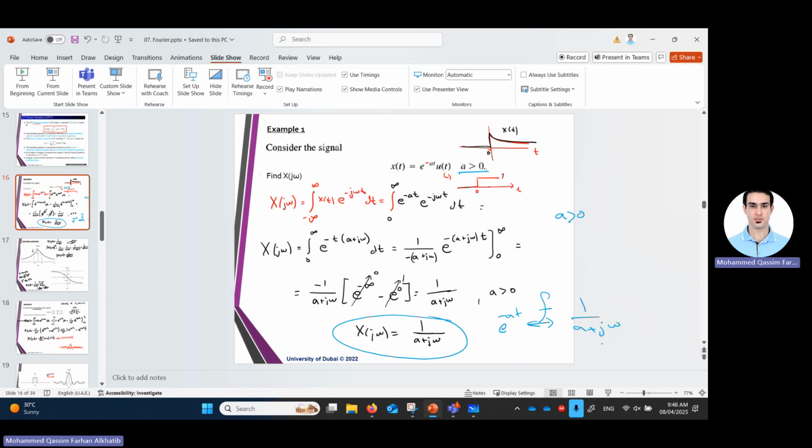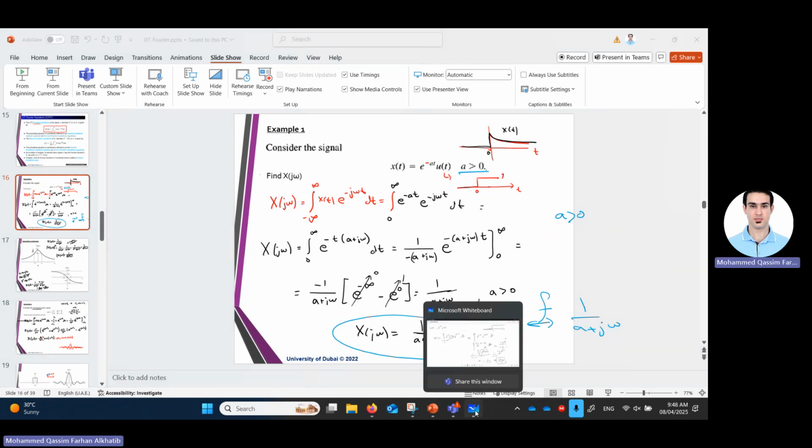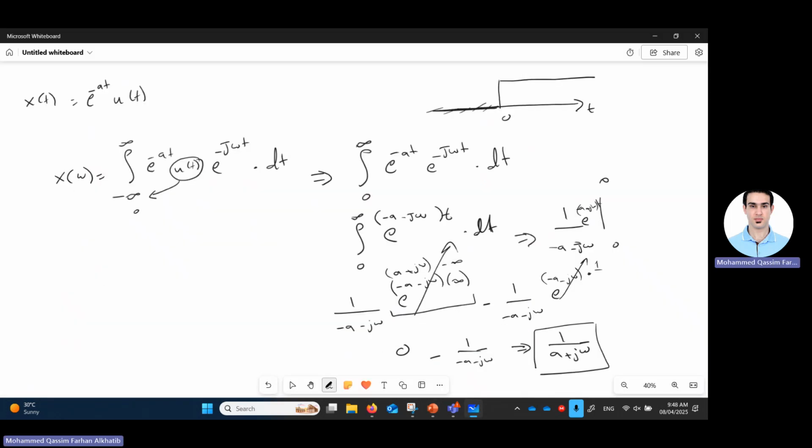Now, usually Fourier numbers are complex, so they come in the form of magnitude and phase. So how to find the magnitude for this expression? Let's say x of omega could be represented by the magnitude of x of omega times e to the power of the phase of x of omega. So how to find the magnitude for this one? Magnitude can be expressed easily as the square root of z times z conjugate.